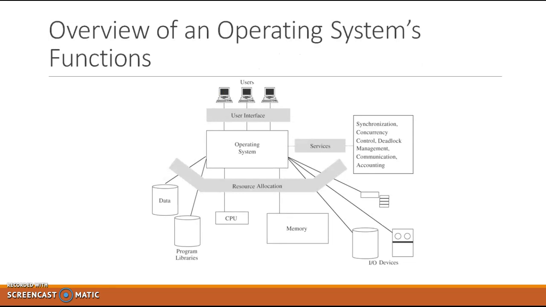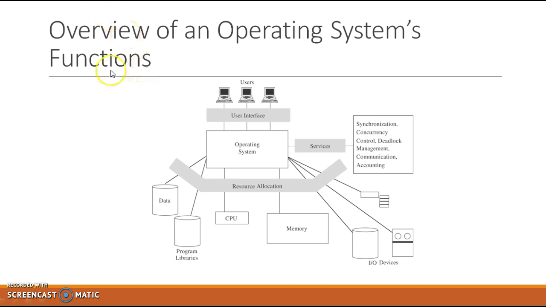Now here you can see the function of the operating system, how the operating system works. Usually the operating system is an interface between a user and the hardware, how the user can interact with the hardware. It performs various functionality like synchronization between various processes, concurrency among the different processes, controlling deadlocks with different mechanisms, deadlock management, communication from one computer to another computer, and accounting of different factors in the operating system. It can be accounting software, and also accounting of the different processes.